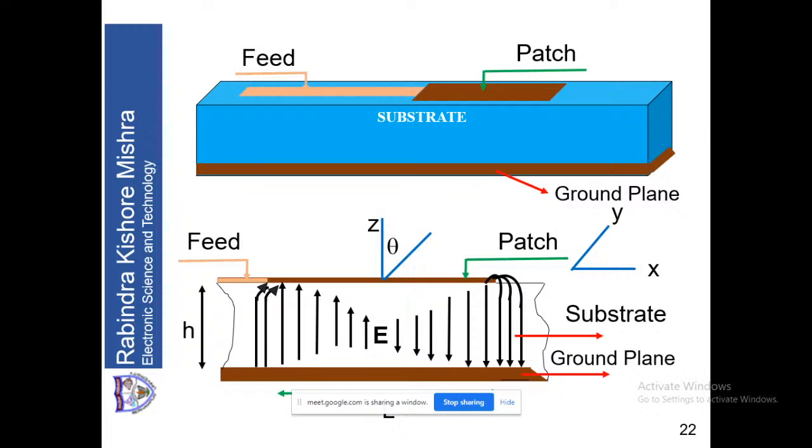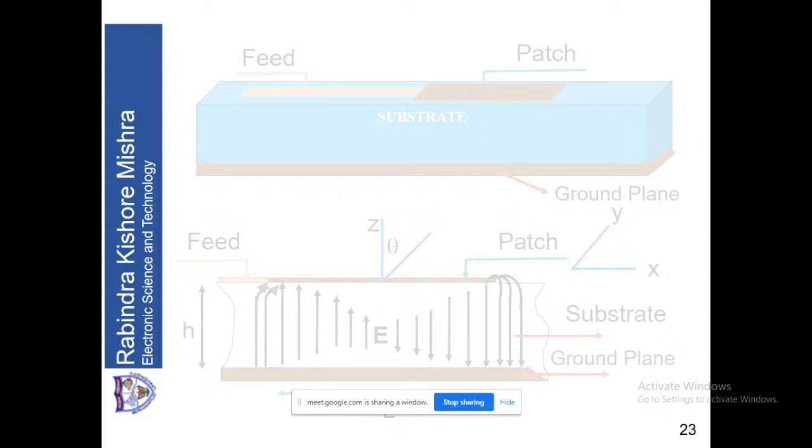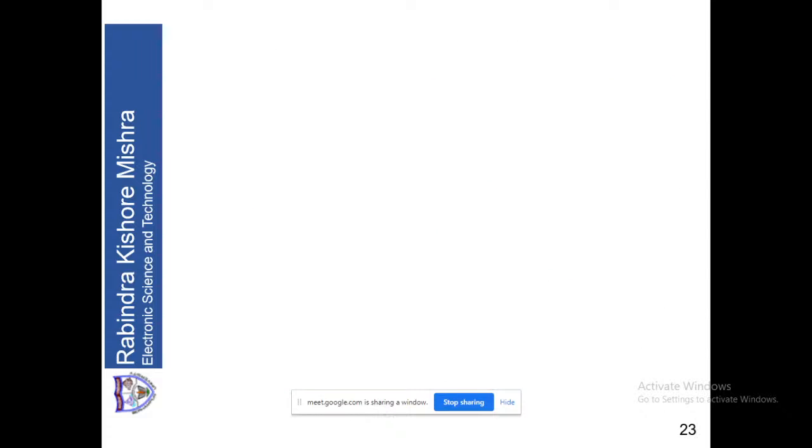So I am not going into the description of how the fringing field occurs, but we have the knowledge that at the end there will be a fringing field. So here we are having some fringing fields. Now once there is a fringing field, we will try to understand what happens because of it.